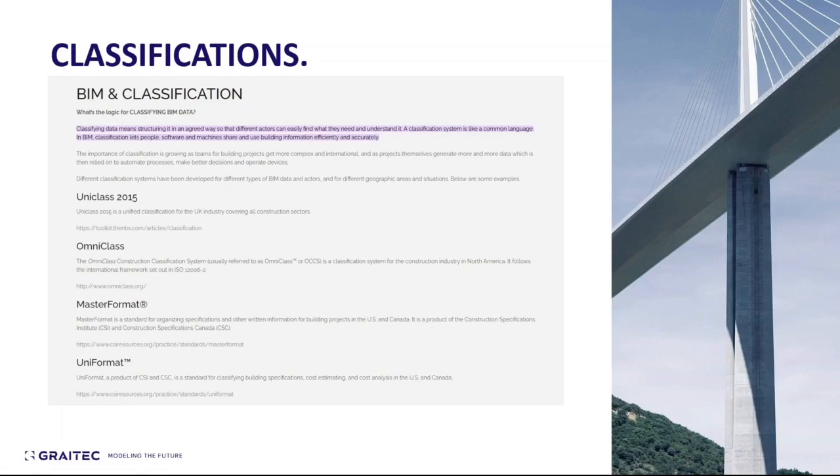So depending upon where we are within the world, the formatting of the data, how it's described, will be to a standard. And there are many standards available, and how the same information is described will be different, and the amount of information may be different as well. So here in the UK, we would use as a default Uniclass 2015. That would be our standard classification.